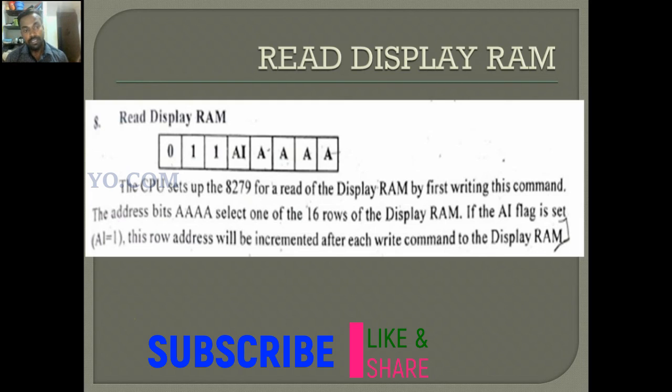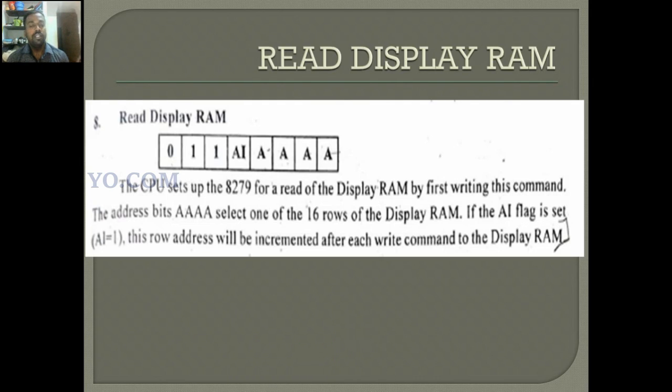And the last one is the display RAM, read display RAM. We have already studied this format. AI is used for auto increment, and AAA is used for the read display RAM address. If AI equals 1, it means that on every read the address is incremented automatically. Okay, so this is the read display RAM. So these are the 8 commands used to program the 8279.